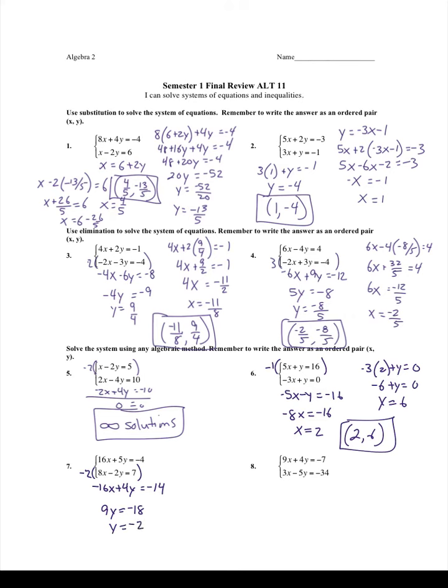Plug that back into either equation. 8x minus 2 times negative 2 equals 7. Simplify: 8x plus 4 equals 7. Subtract our 4, and 8x equals 3. So x equals 3/8. Our answer is 3/8, comma negative 2.